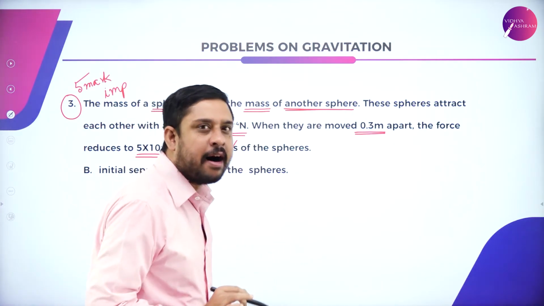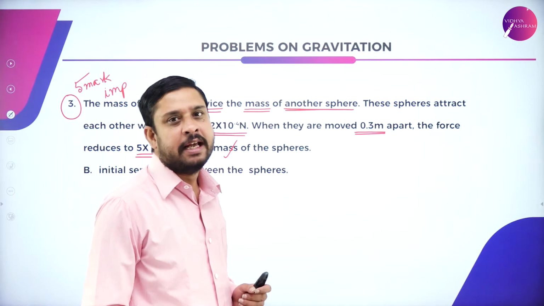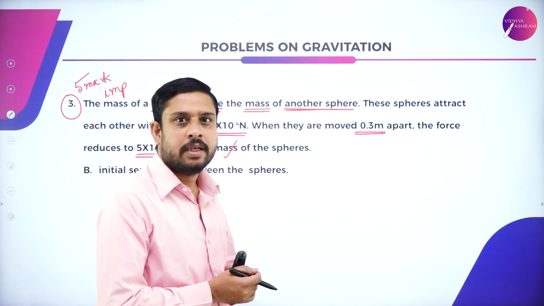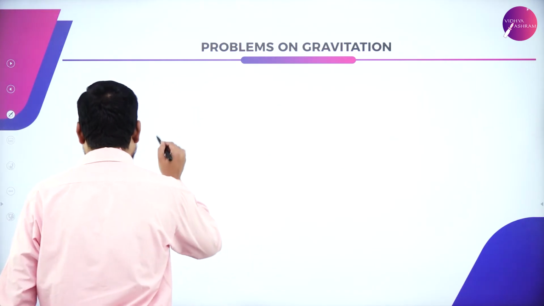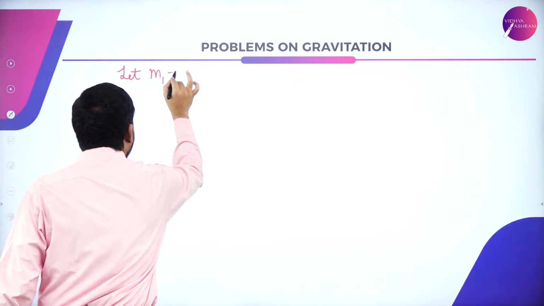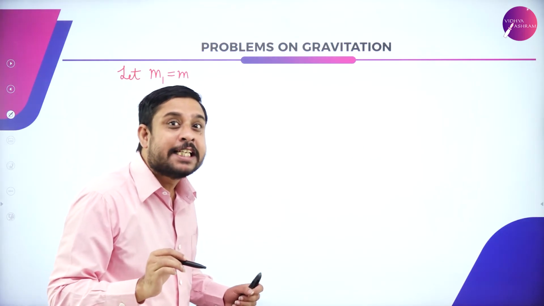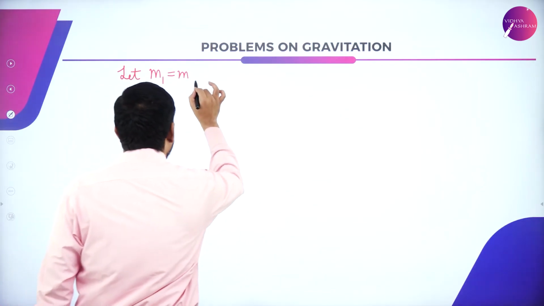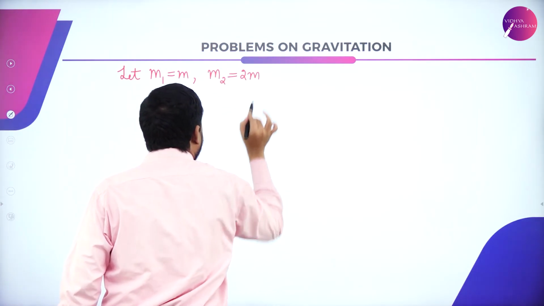Find the mass of the spheres and the initial separation between them. Now, according to the given problem, I say, let M1 be equal to M. So, mass of the other sphere is twice the mass of one of the spheres. So, M2 is given to be 2 times M.